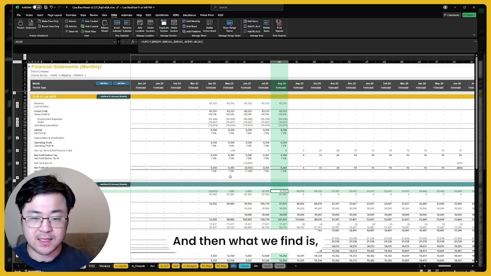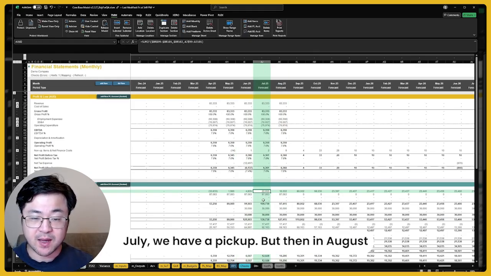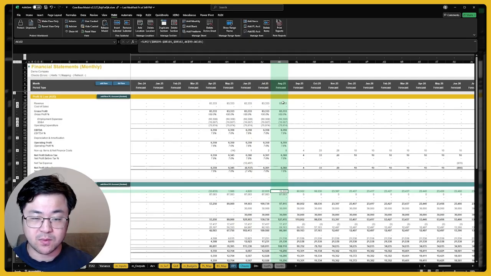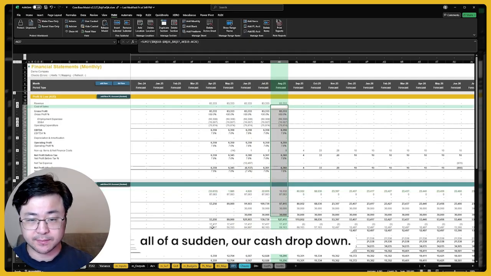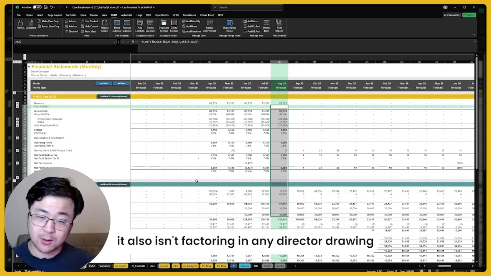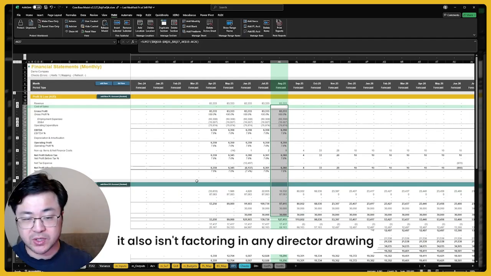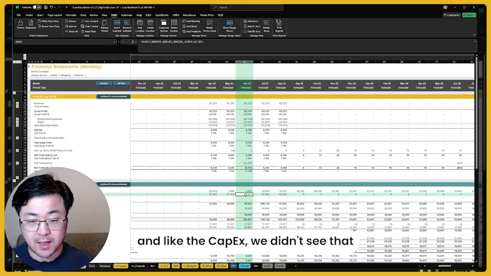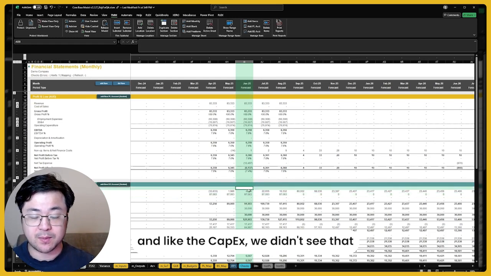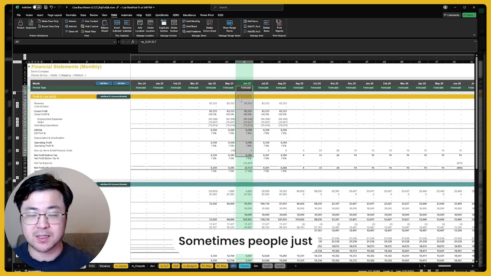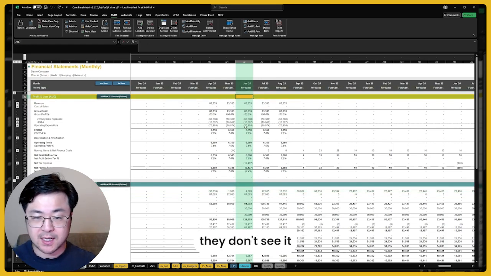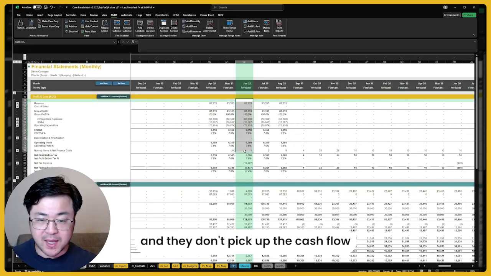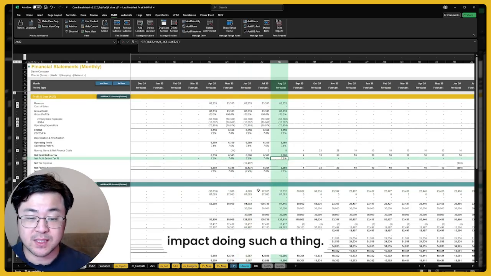And then what we find is July we have a pickup, but then in August, all of a sudden our cash drops down. Now this isn't factoring in any director drawings that might be occurring, which don't relate. And like the capex, we didn't see that P&L impact. So sometimes people are not looking at it, they don't see it, and they don't pick up the cash flow impact of doing such a thing.